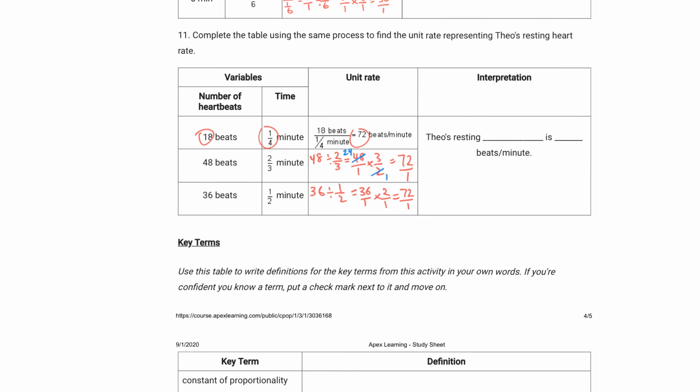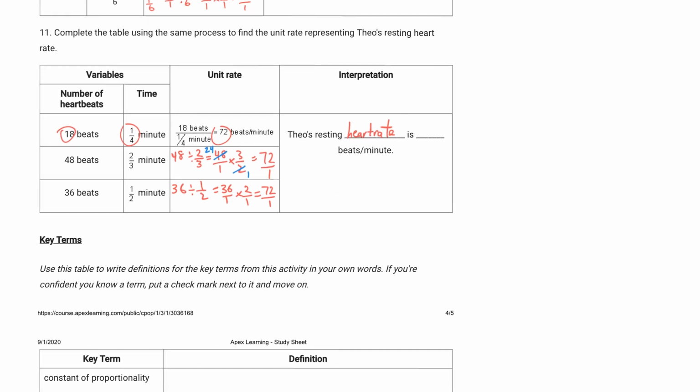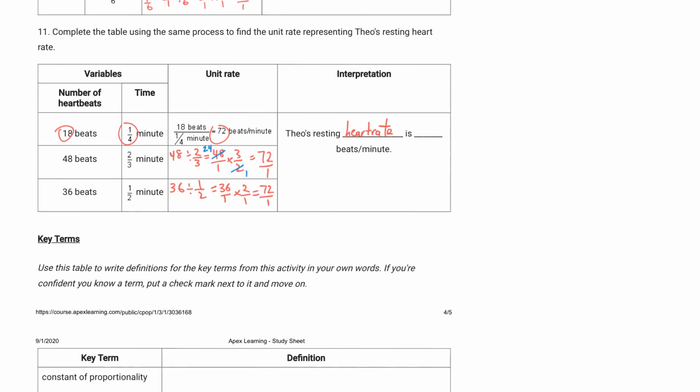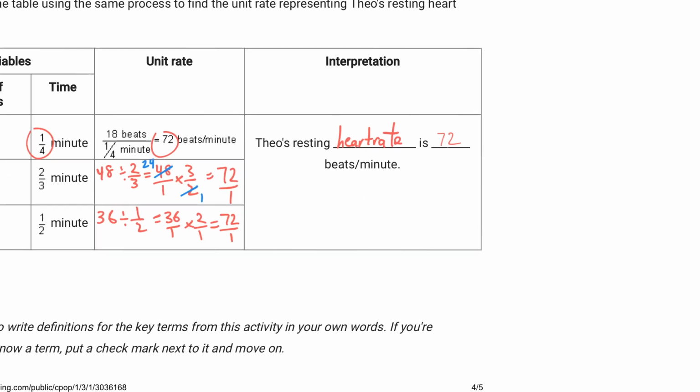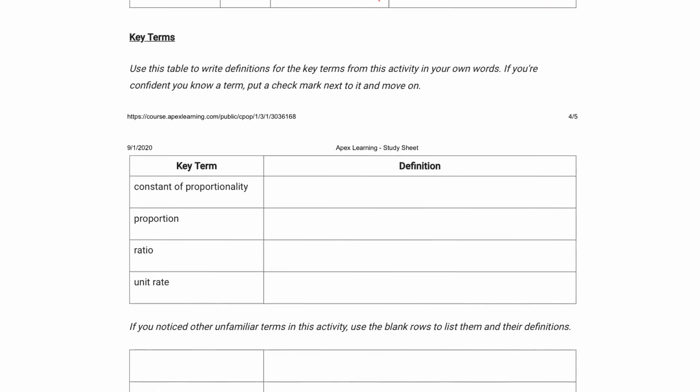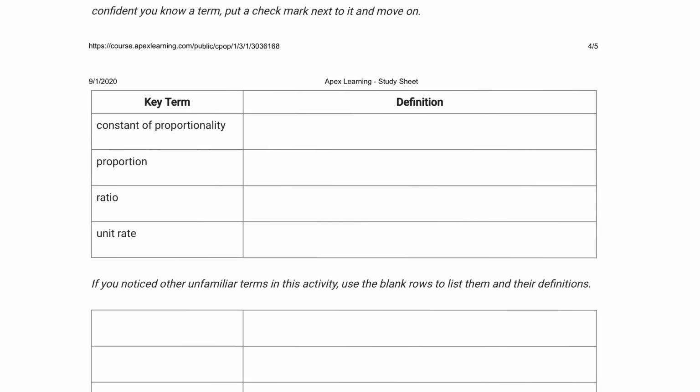So Theo's resting heart rate is 72 beats per minute. And then we have our final terms here.